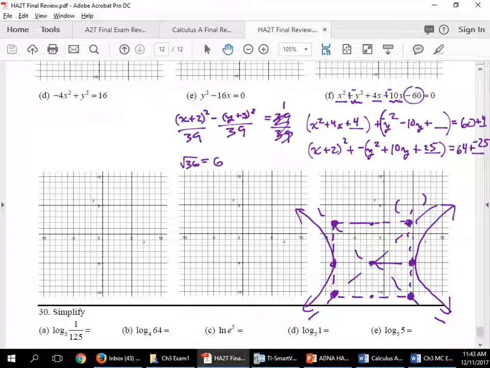What am I most concerned about? I'm most concerned that you can write this in standard form. I'm most concerned that you know this is a horizontal hyperbola and that the branches of our hyperbola open up to the left and to the right. That's what I'm most concerned about. Remember, this is a multiple choice exam.